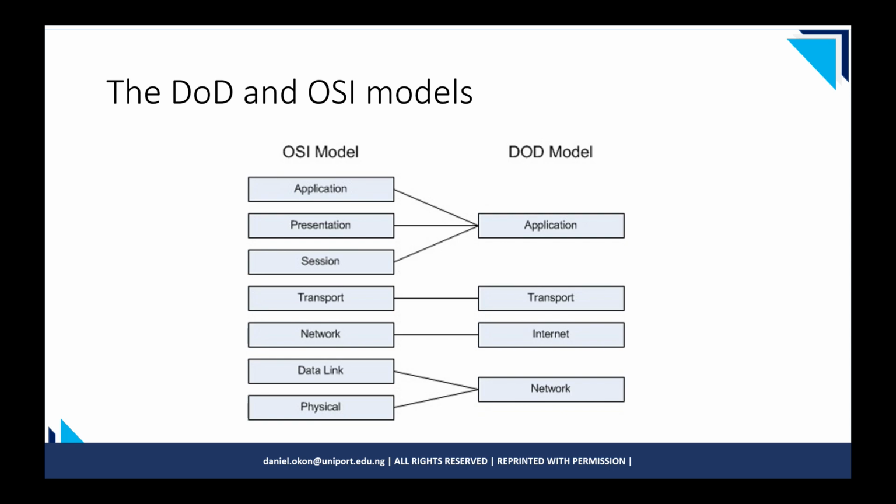We have what we call the Department of Defense, that is US. They simply broke down the OSI model into 4. They lumped the data link layer and the physical layer and called it network. The network layer, they called it internet. Let me give you the reason.